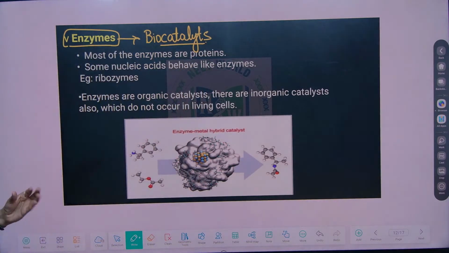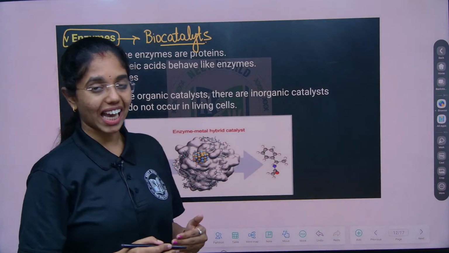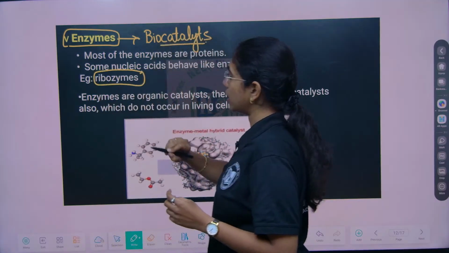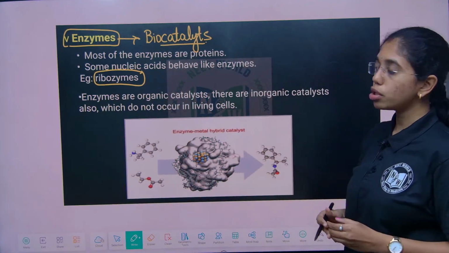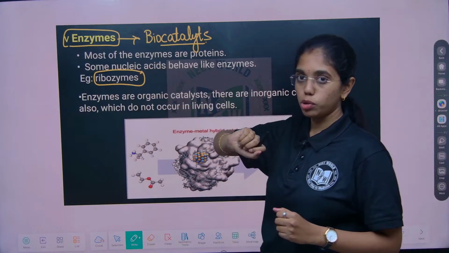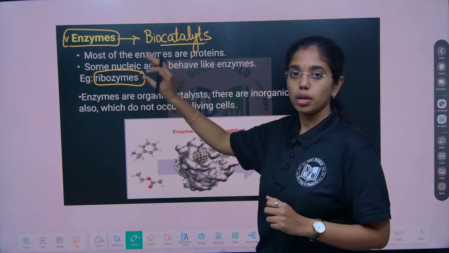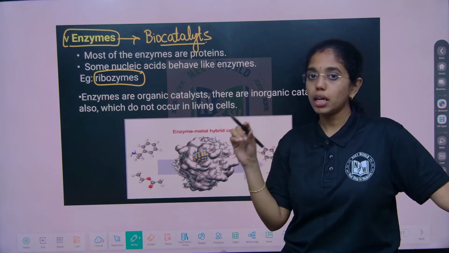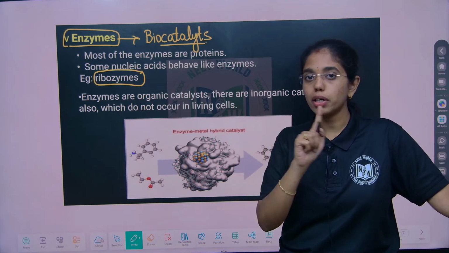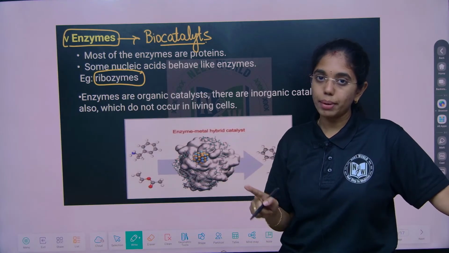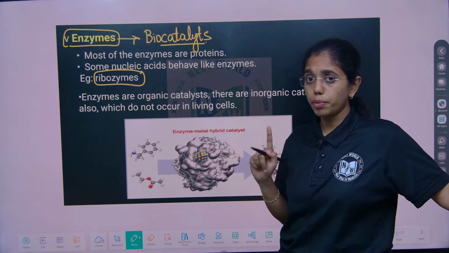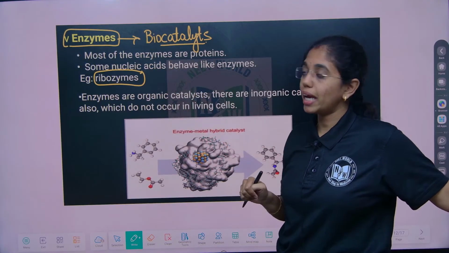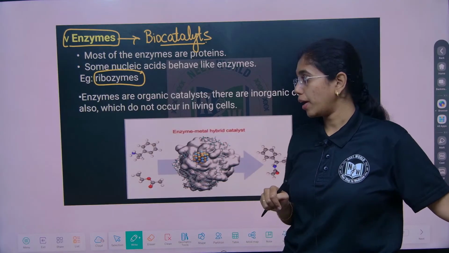Most of the enzymes are proteins only, but there are a few nucleic acids which also serve as enzymes, for example, ribozymes. There is a statement which is asked multiple times in NEET: all enzymes are proteins, but all proteins are not enzymes. Remember that. But again, there are some nucleic acids which behave like enzymes, for example, ribozymes.